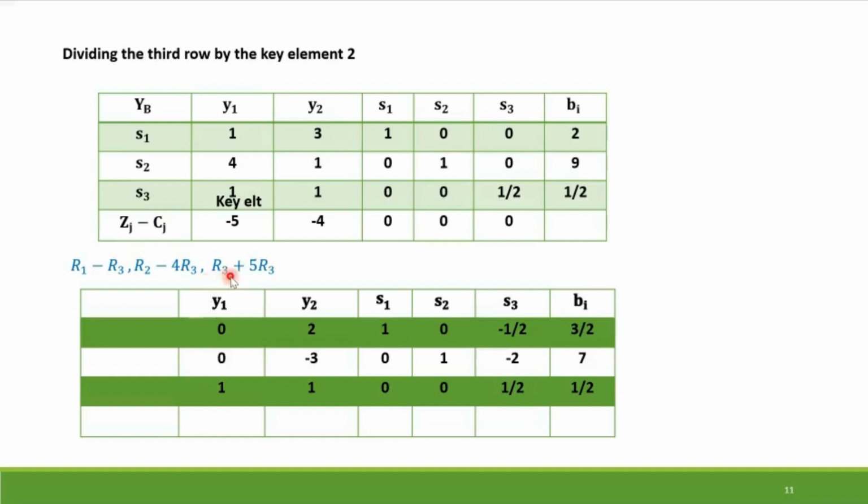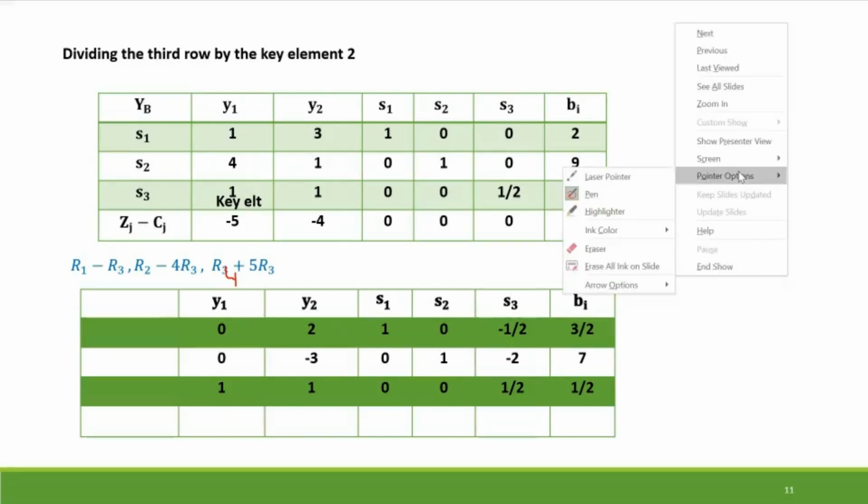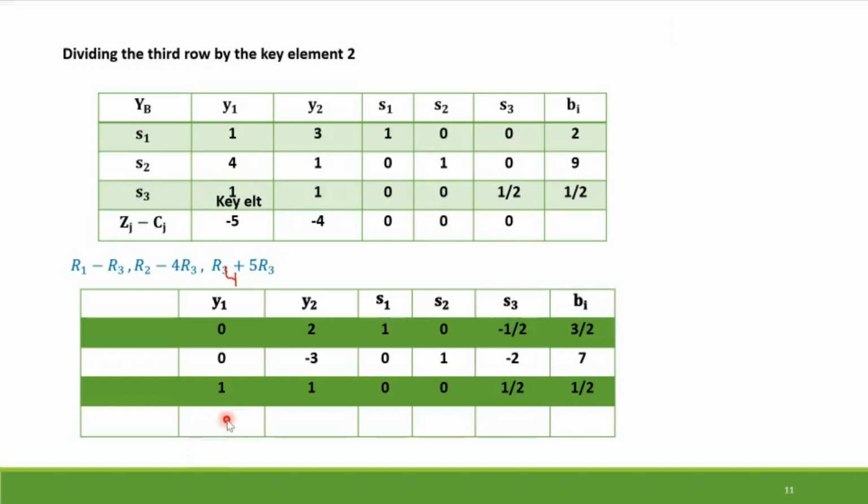Then the last row. This part will be R4. This is R4. R4 plus 5R3. So what is the first element then? Minus 5 plus 5, that is 0. Then minus 4 plus 5, that is 1. Next is 0, 0, 0, 5 by 2. Okay?